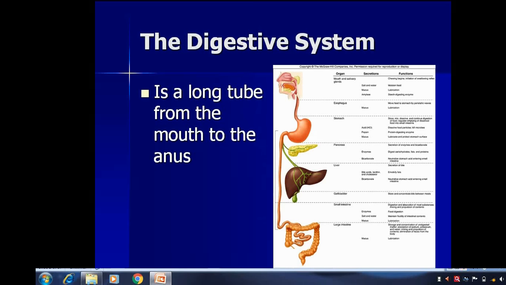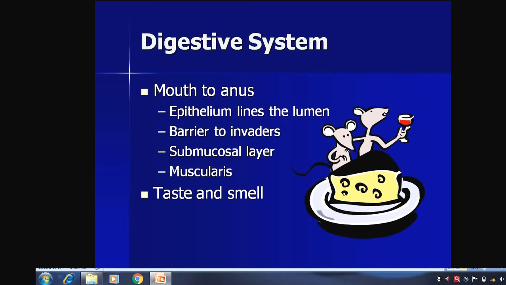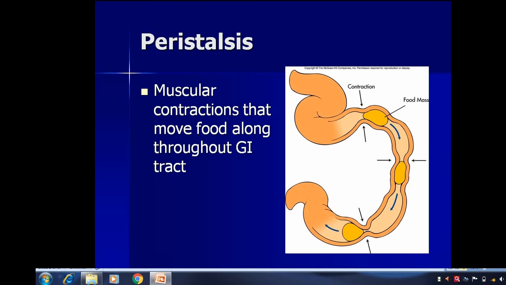The digestive system is a long tube from the mouth to the anus. Structurally, the epithelium lines the lumen as a barrier to invaders, followed by the submucosal layer and the muscularis, that is, longitudinal muscle and circular muscle respectively. This is the basic structure of the digestive system, and it has two additional functions, that is taste and smell. Peristalsis is the muscular contractions that move the food along throughout the gastrointestinal tract, from mouth towards anus.